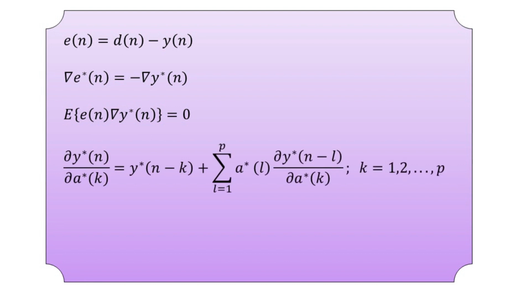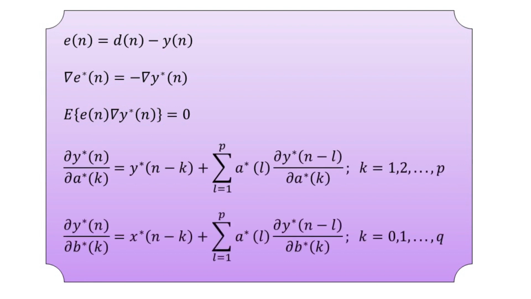First of all we have del with respect to the complex conjugate of a of k for the complex conjugate of y of n. This is equal to the complex conjugate of y of n minus k, added to the summation l equal to 1 to p of the complex conjugate of a of l multiplied by the partial differential of the complex conjugate of y of n minus l with respect to the complex conjugate of a of k, where k is equal to 1, 2, 3 and so on up to small p.